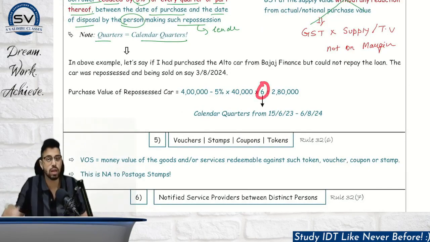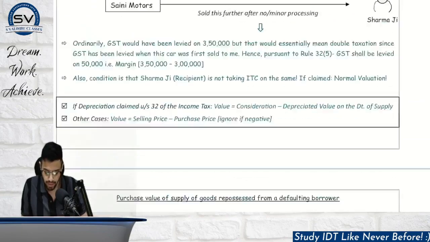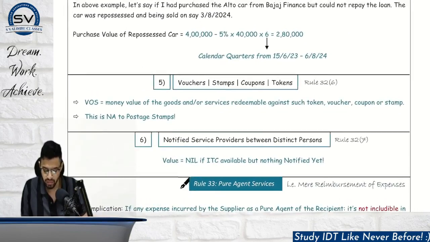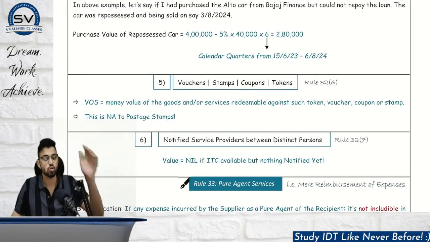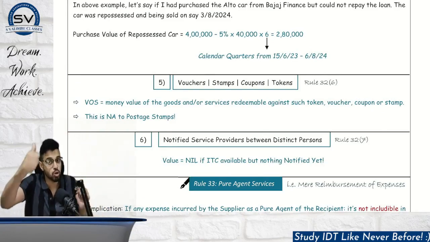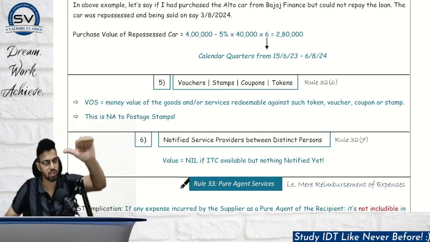How did you come to this figure of 6, sir? We have to calculate the quarters from the purchase date. I bought it on 15th of June until, let's say, in this case, 6th August 2024. Let's say Bajaj Finance sold on 6th August 24. So from 15 June to 6th August, if you calculate the calendar quarters, April, May, June will be the first quarter, not June, July, August. Calendar quarters, not the actual date quarters. So till June, it will be the first quarter. Then July to September, October to December, January to March, April to June, and July, August. So this will be my 6th quarter.